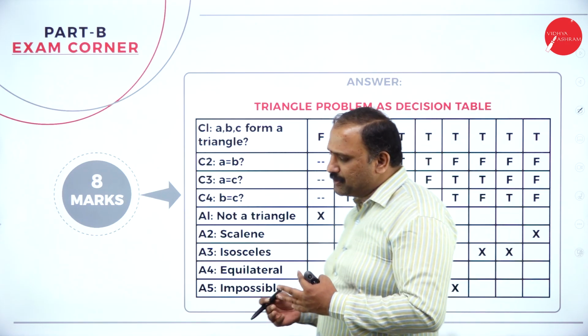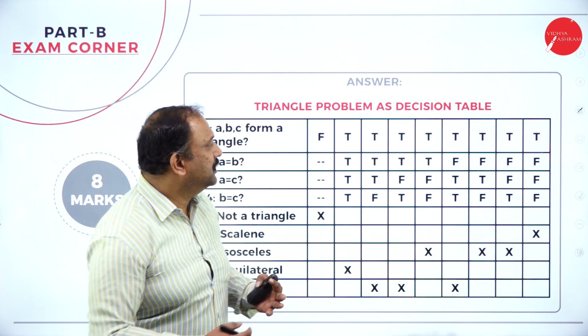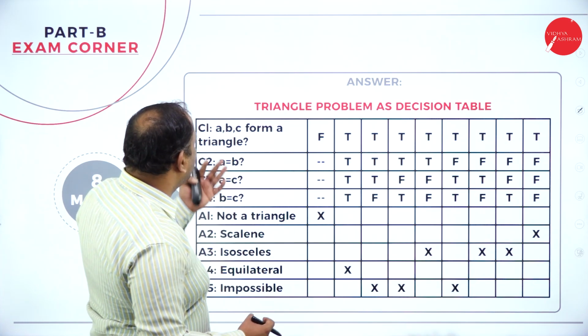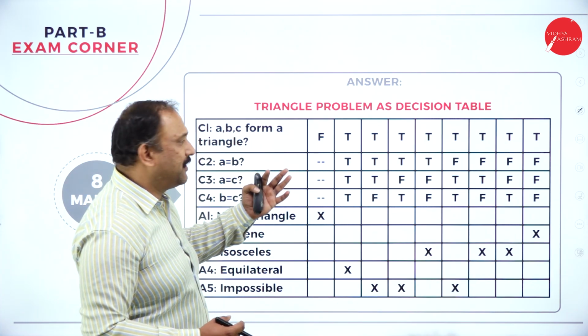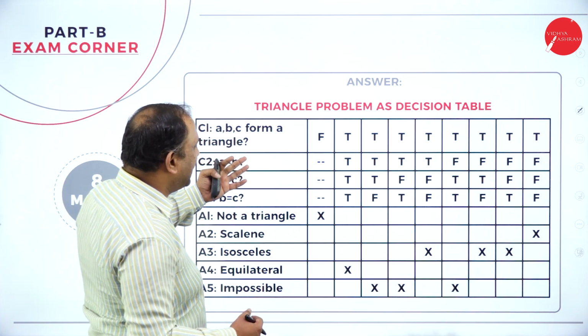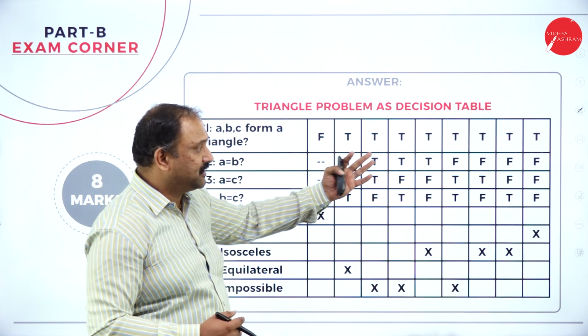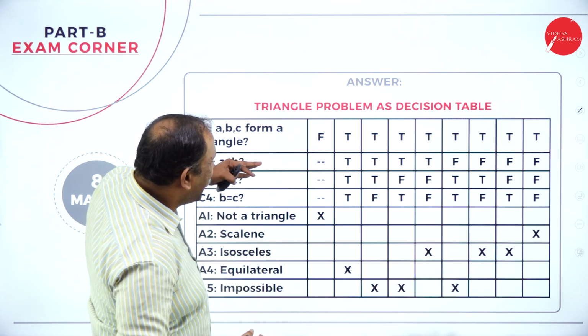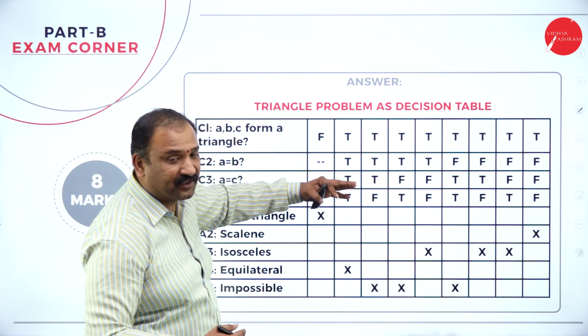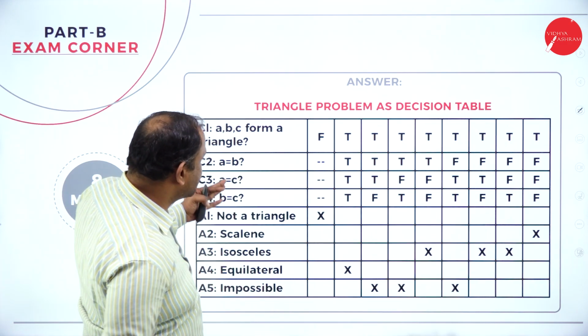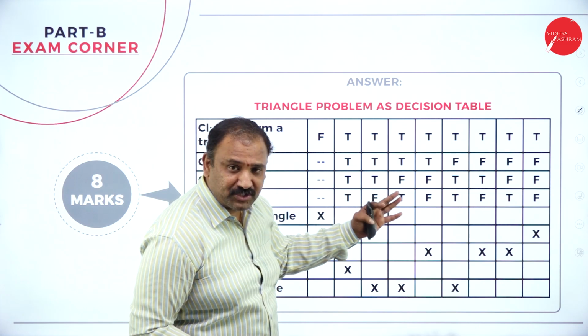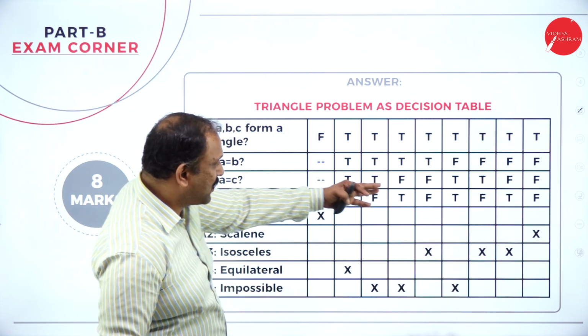Now, for example, when you look into a triangle problem here, you will be able to see that the first thing is: are we going to form a triangle with the factors A, B, and C? The first case might be false and the remaining ones are true. Then, is A equal to B? Yes, it's true under certain conditions, false under certain conditions. A is equal to C: the first two are true and the remaining are false. Again, you have a true condition.